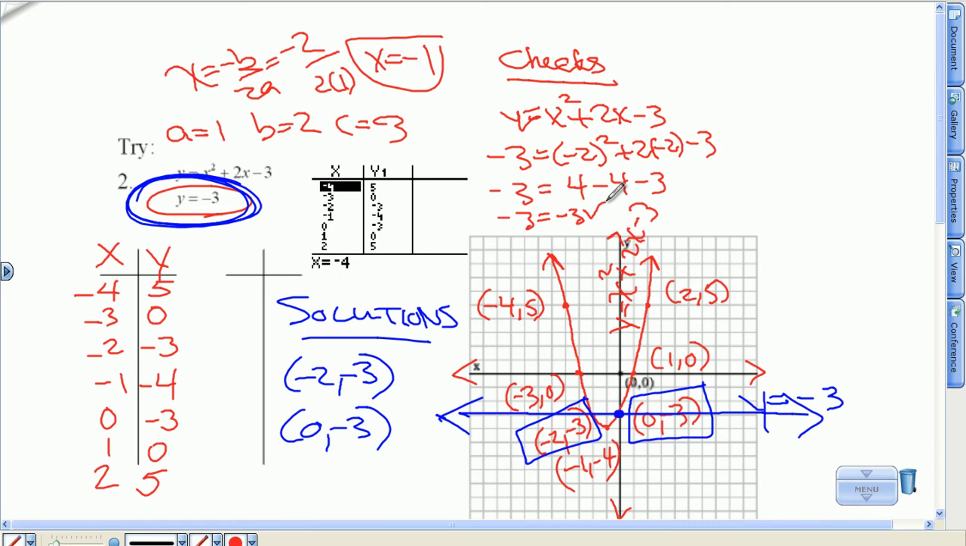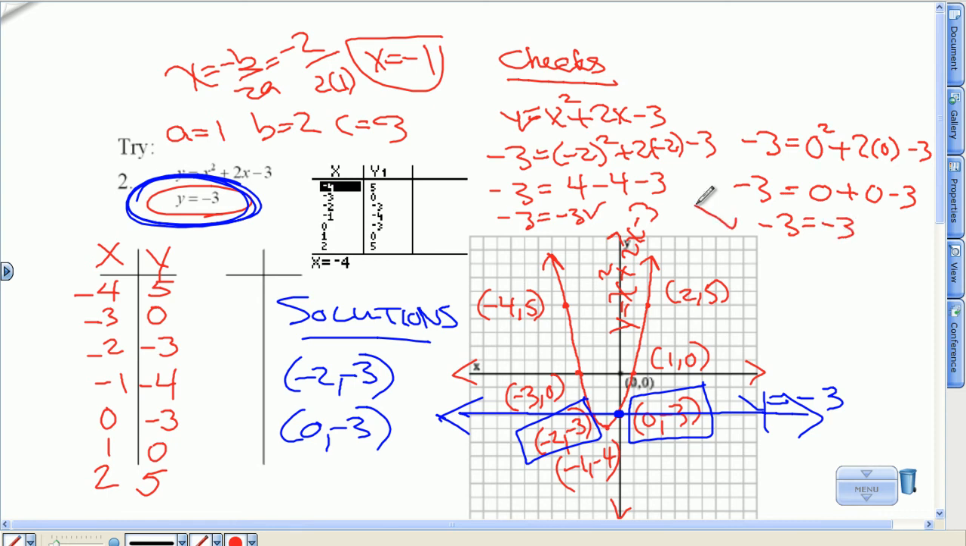For the other point, I have negative 3, 0. So negative 3 is equal to 0 squared plus 2 times 0 minus 3. Negative 3 is equal to 0 plus 0 minus 3. Negative 3 equals negative 3. So there's a second check.